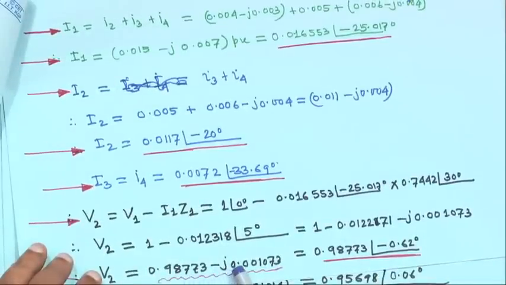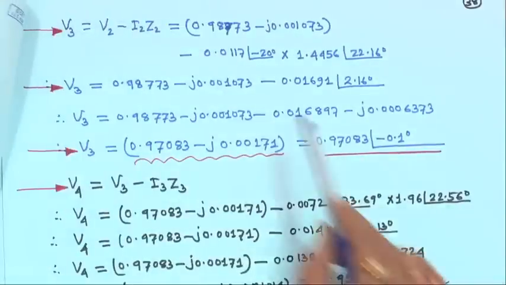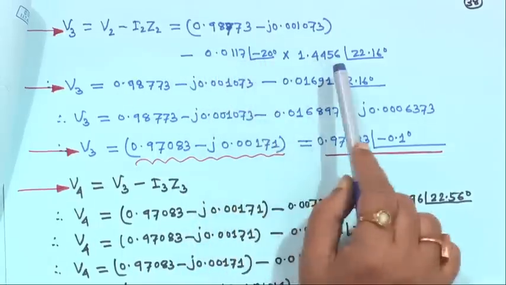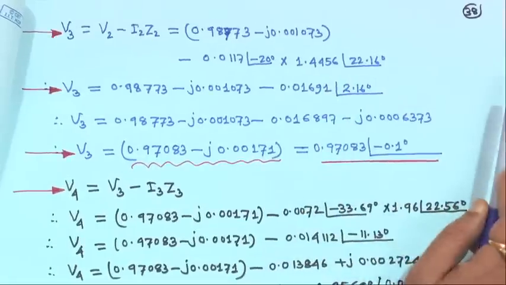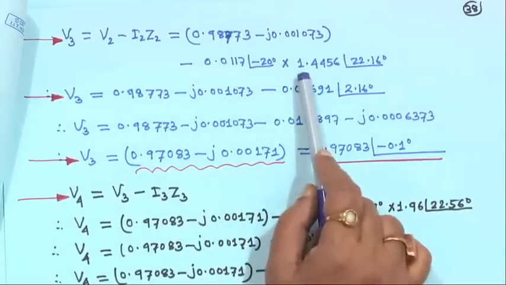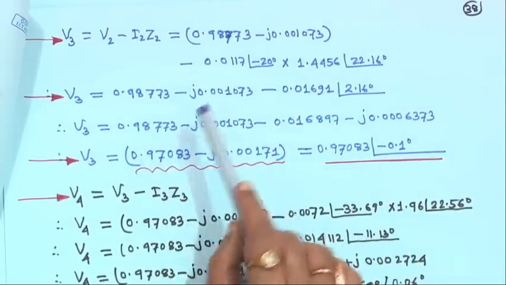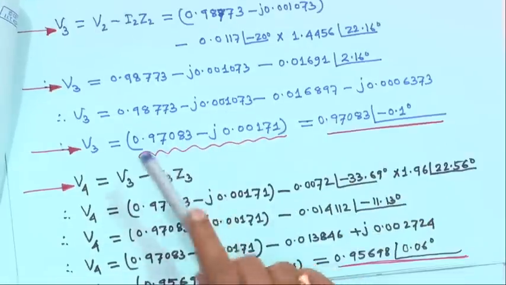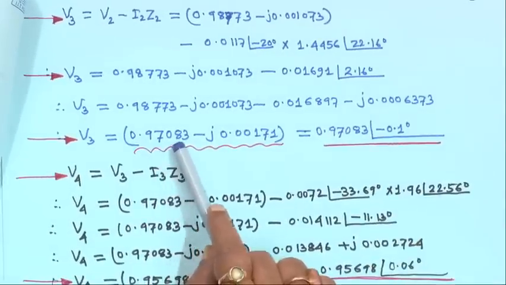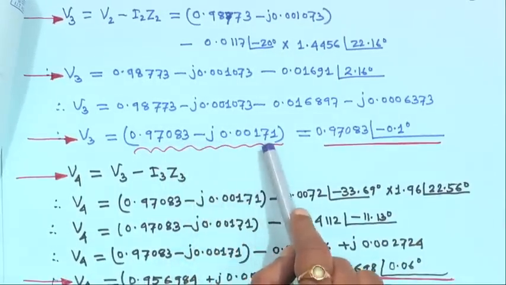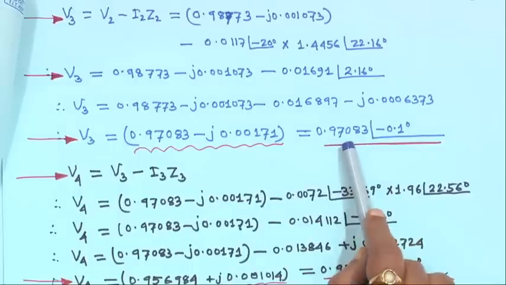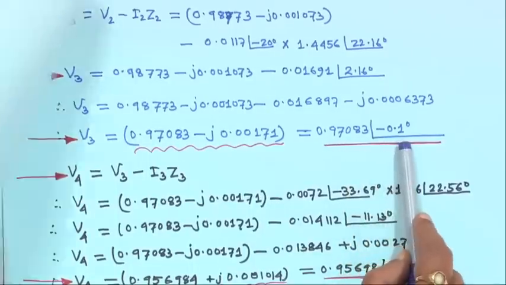This V2, minus your I2, this is I2 and this is Z2, all these things are known. So just simplify, and after simplification you will get V3 equal to 0.97083 minus j 0.00171. The magnitude is 0.97083, but the angle is minus 0.1 degree.